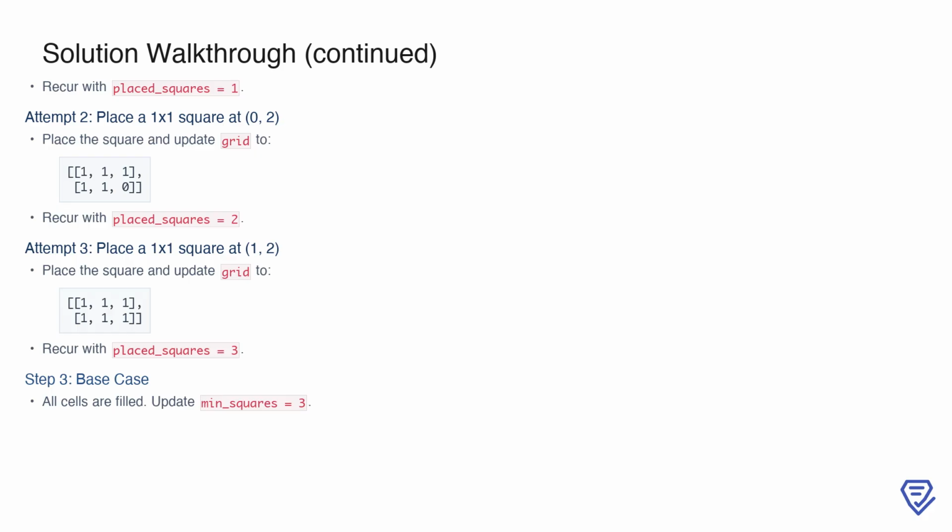With the 2x2 square placed, we increment the count of placed_squares to 1 and continue to fill the remaining empty cells. At position 0, 2, we attempt to place a 1x1 square, which fits perfectly. The grid updates to reflect this placement, and the count of placed_squares increases to 2. Next, we move to the final empty cell at 1, 2, where another 1x1 square is placed, completing the tiling of the rectangle. This update to the grid shows that all cells are filled, and the total count of squares used is now 3. Since all cells are covered, this configuration represents a valid solution, and we update min_squares to 3, as it is the fewest number of squares used so far.